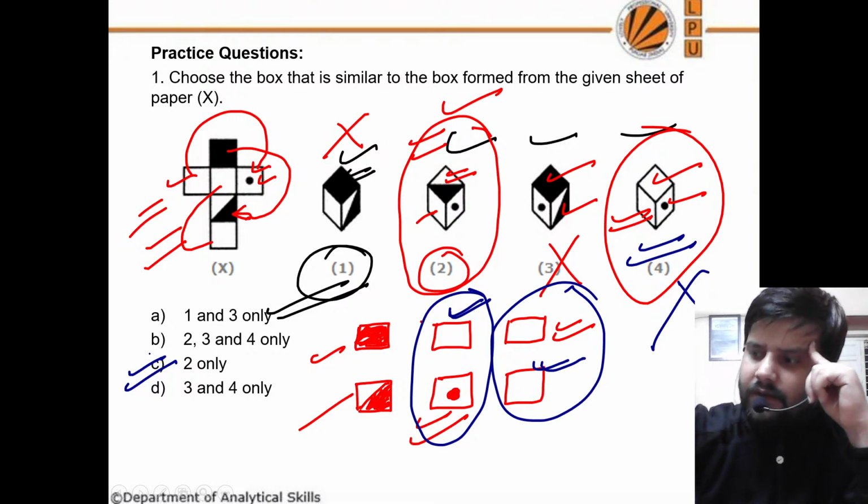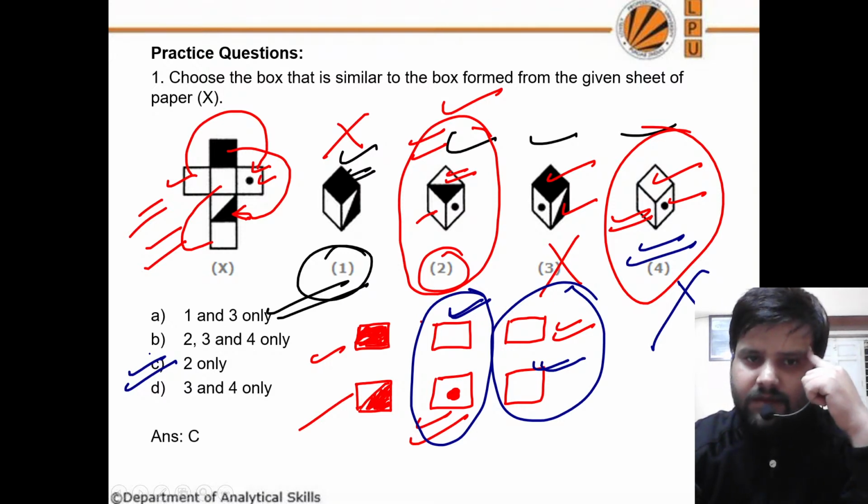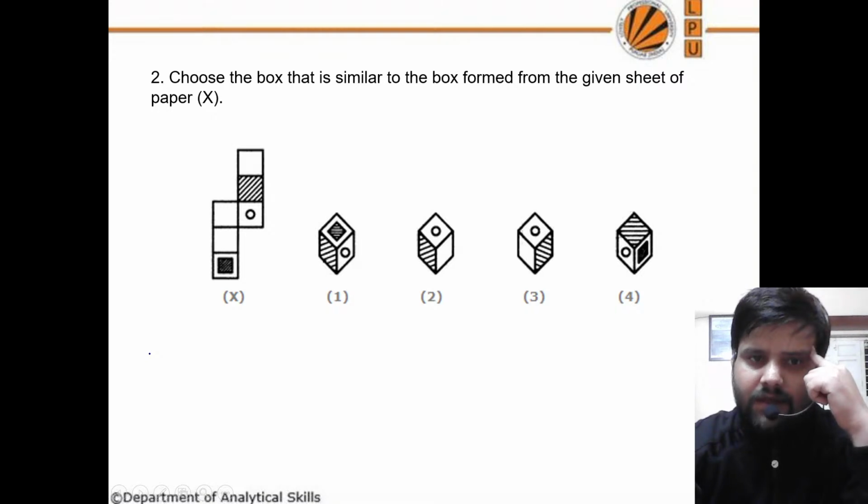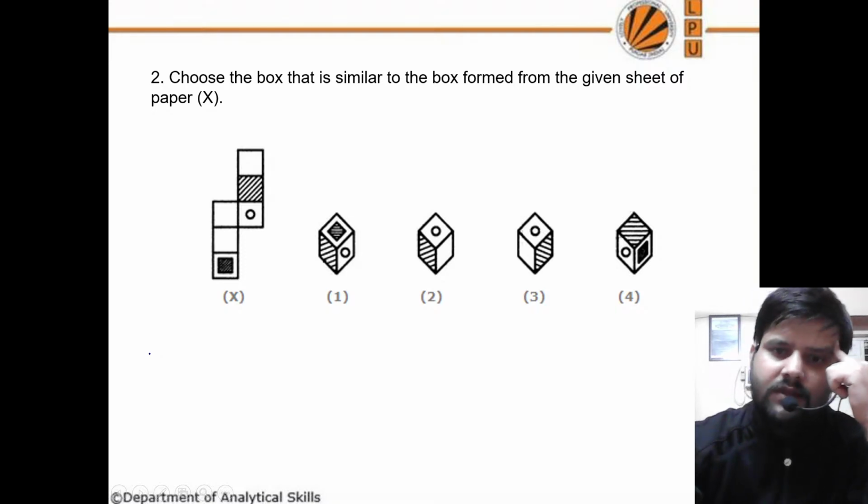I hope you got it. I don't think that anyone would find any kind of problem in these open dice problems. Let's jump to another one. Tell me the answer for this.